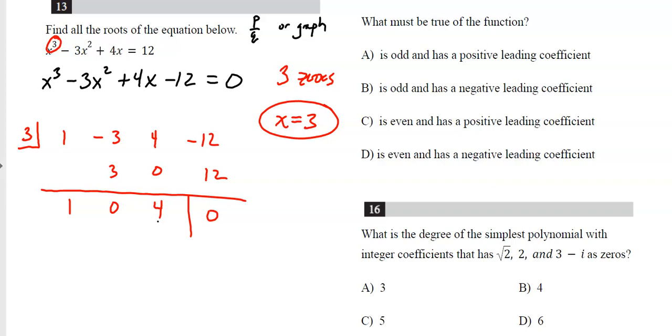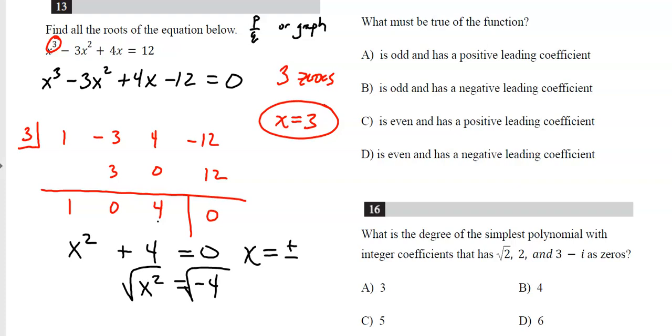But what it did was it provided me with a new quadratic that I can now solve to get the other 2. And looks like when I solve this, and I take the square root, I'm going to get x equals plus or minus 2i. So those are my other 2 roots, 2i and negative 2i.